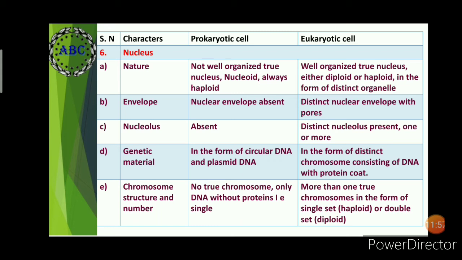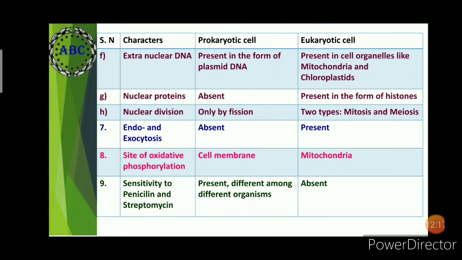In prokaryotic cell, there are no true chromosomes, only DNA without proteins, that is a single DNA is present as a chromosome structure and number. And in eukaryotic cell, more than one true chromosomes in the form of a single set, that is haploid, or double set, that is diploid, are present. Extranuclear DNA is present in the form of plasmid DNA in the prokaryotic cell, whereas in eukaryotic cell, mitochondria and chloroplastids are the cell organelles in which extranuclear DNA is present.